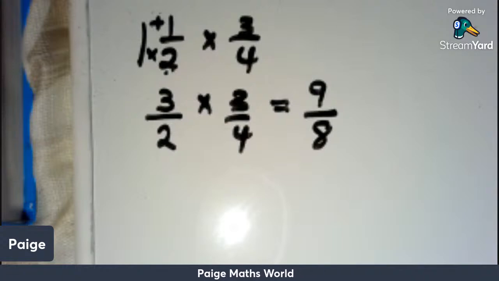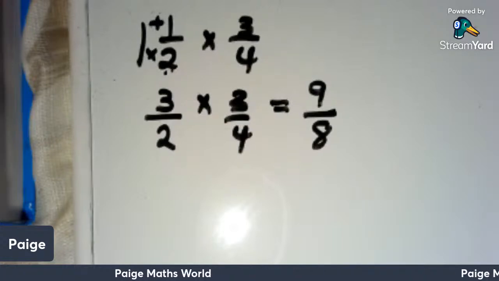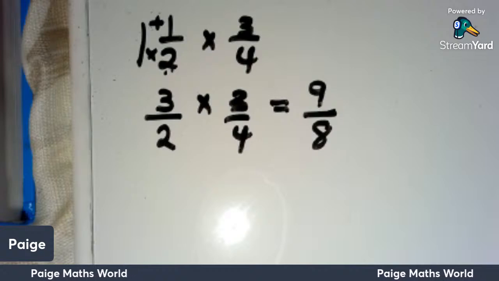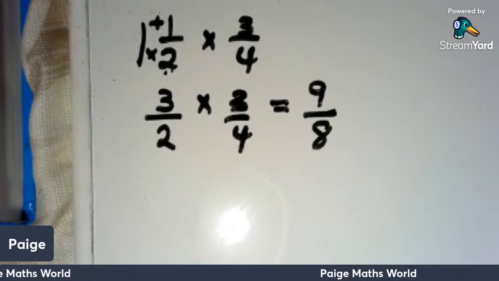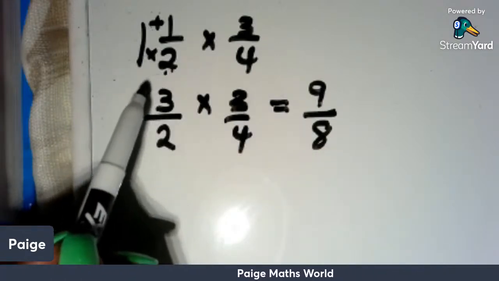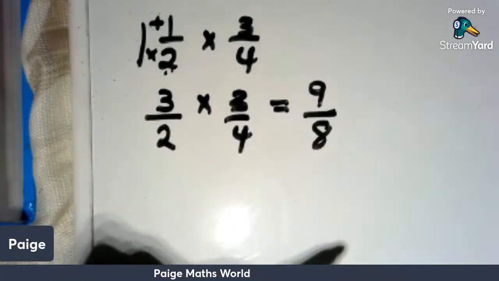How did you get 1/2? How did you get a half, Raymond? Yeah, 9 over 8. We're trying to turn it back into a mixed fraction. What's 9 over 8 as a mixed fraction?